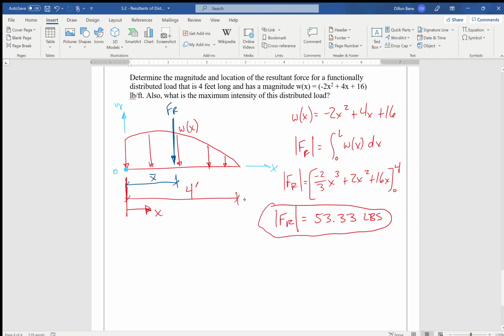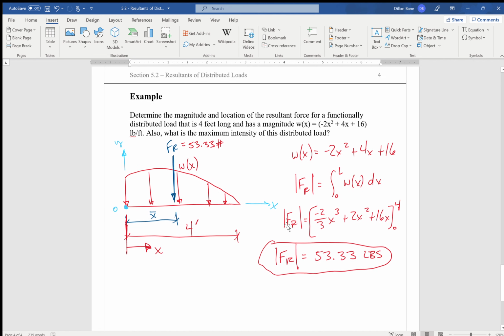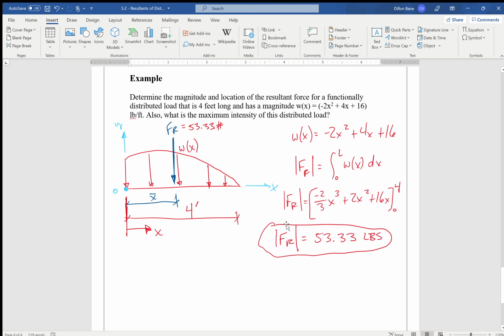So that's equal to 53.33 pounds. Now we need to figure out the x bar dimension. Now that we know the magnitude of the load, we need to figure out the x bar dimension.